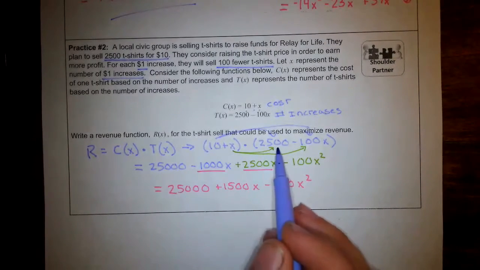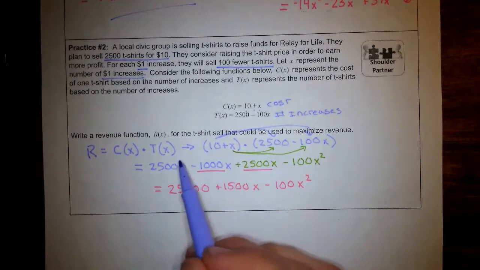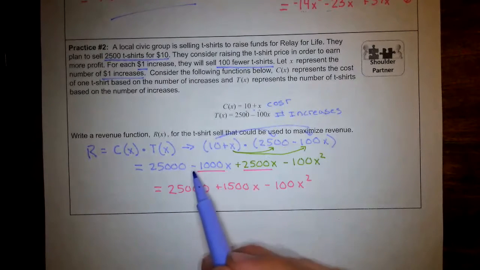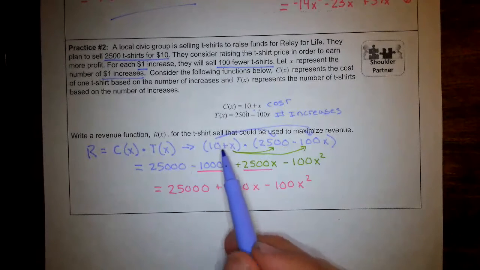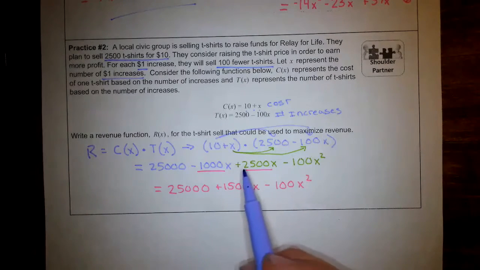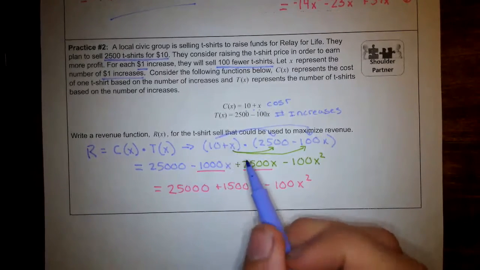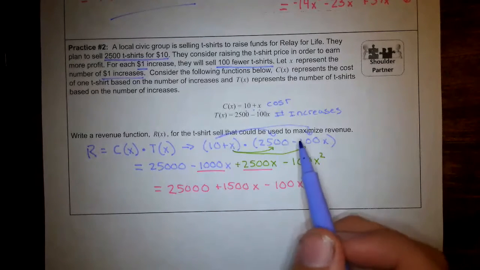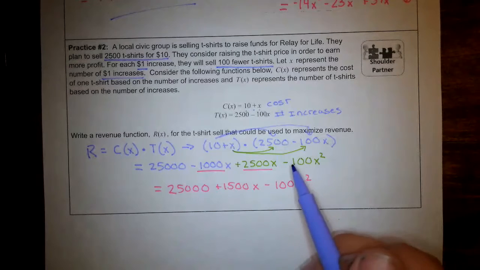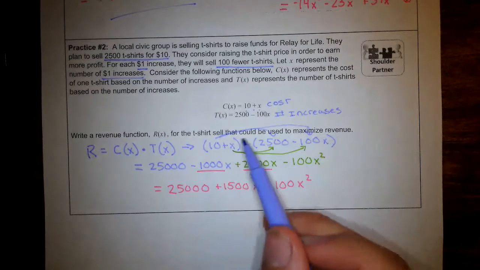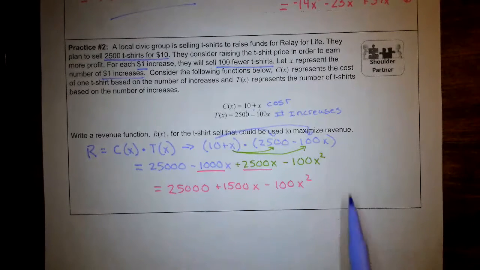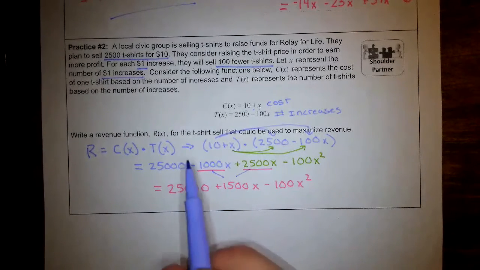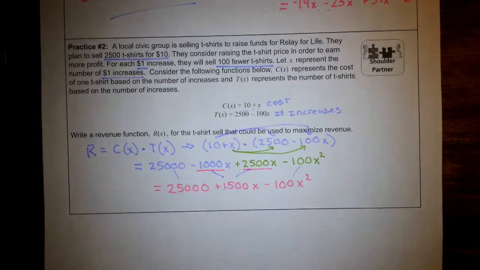Again, I kind of ran out of room, so I just distributed. So 10 times 2,500 is 25,000. You just add a 0 on there. 10 times negative 100X is negative 1,000X. Again, just add a 0 onto that. Then we move on to the X right here. X times 2,500 is 2,500X, and X times negative 100X gives us negative 100X squared. X and X makes X squared. From there, my like terms are these two right here. This and this just drop down.